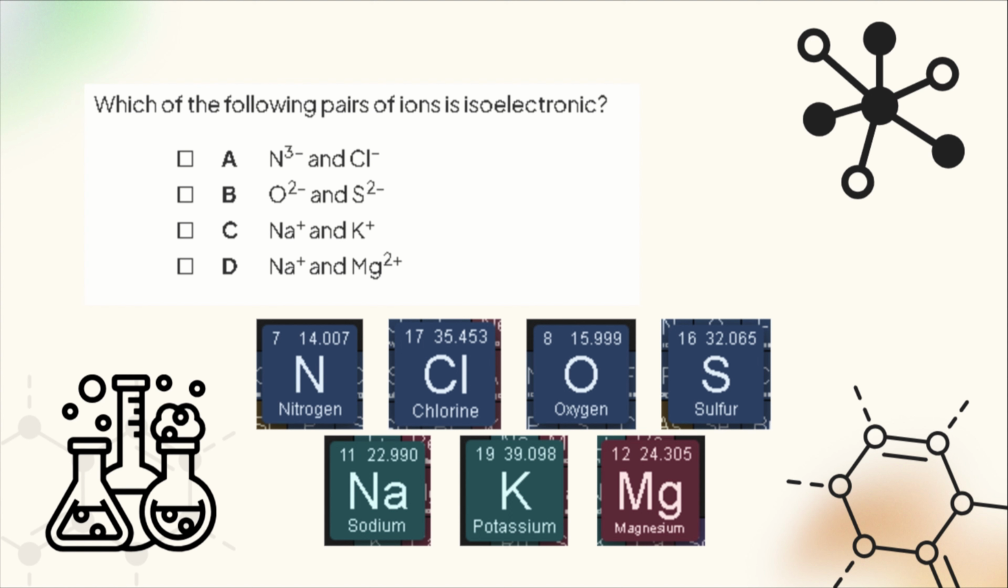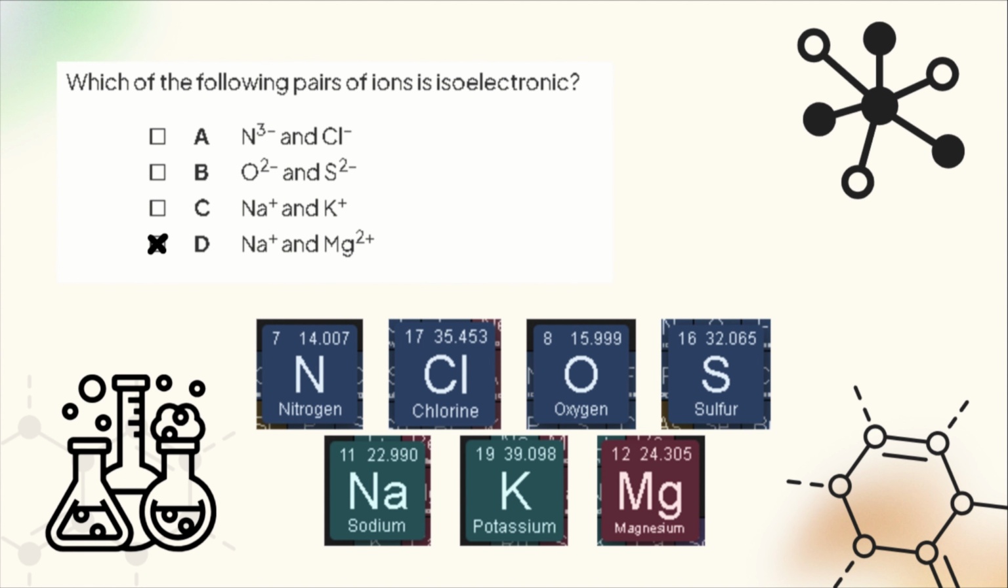Sodium has 11, and it has lost 1, so it's 10. Potassium has 19, and it has lost 1, so 18, not the same again. Sodium has 11, lost 1, so it has 10 electrons. Magnesium has 12, and it has lost 2, which means 10 electrons. So our answer is D. Na+ and Mg2+ both have 10 electrons, so they are isoelectronic.